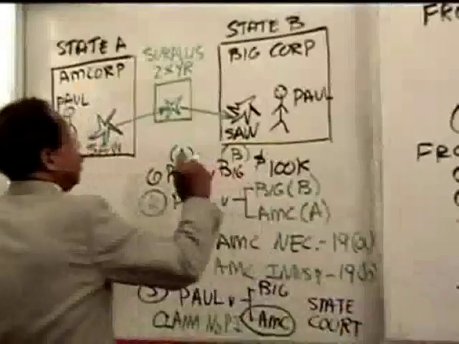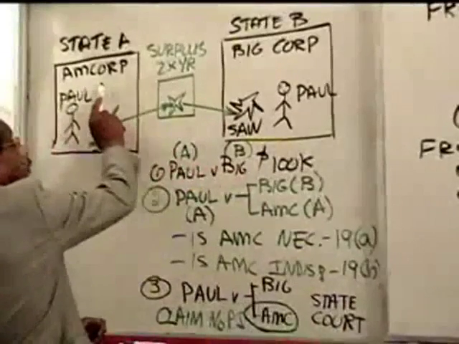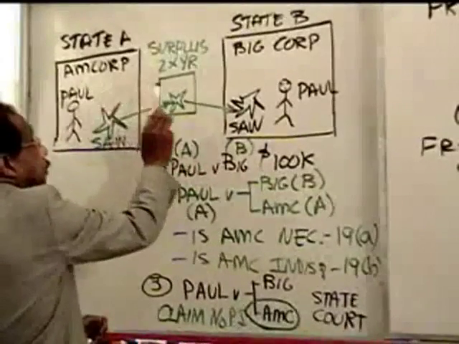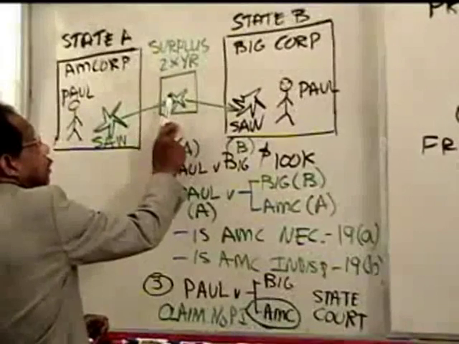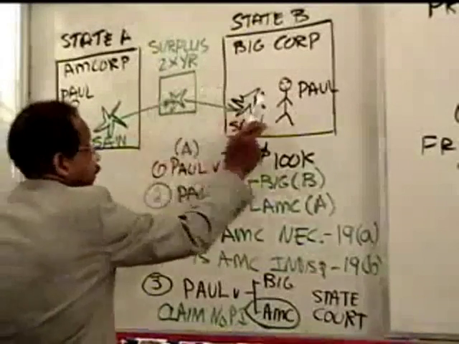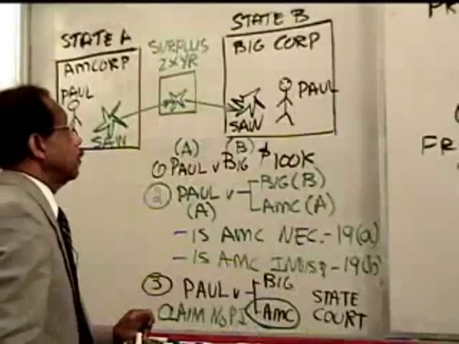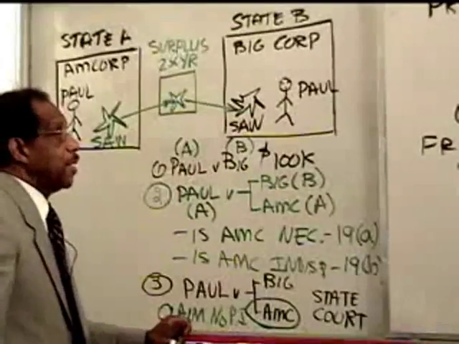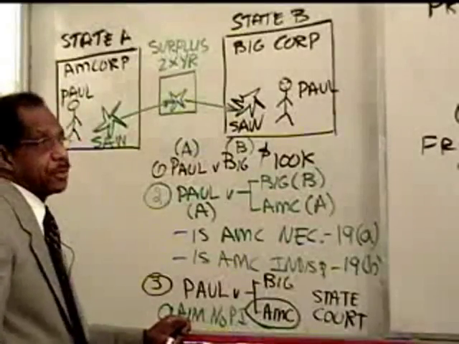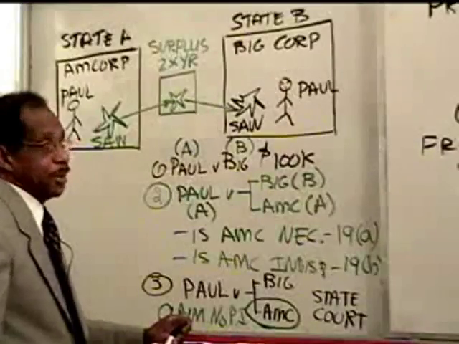we know that AmCorp does this two times a year, and their stuff ends up here in State B being sold. Is that enough for systematic and continuous activities in the state? The answer is probably not.